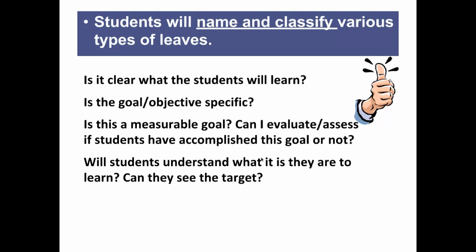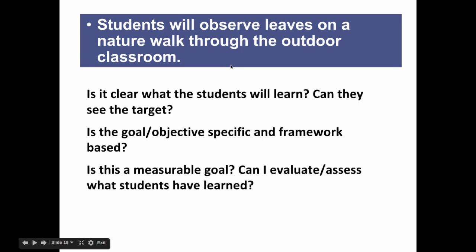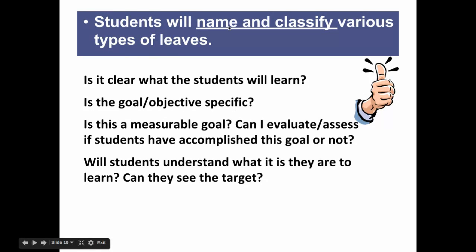So here's a fix. We took the old and we tried to make it better. Notice what we're changing. We're changing this verb. Students will now name and classify various types of leaves. This is much better because it is now clear what I need to learn. If you were my teacher and you said, hey, today, by the end of this lesson, you need to be able to name and classify, you might even put a number on it, 5 different types of leaves.